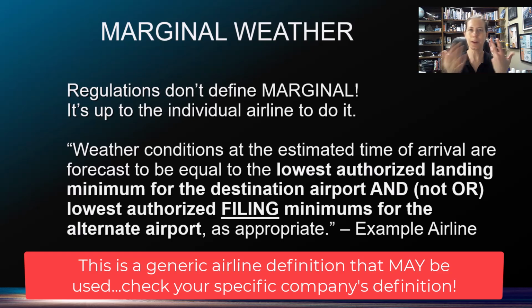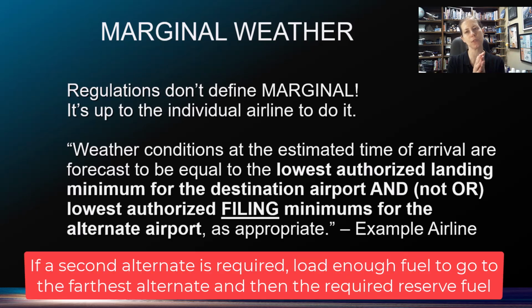And again, I'm not unpacking this. You can read it. It's just an example, but you have to know what your air carrier says is marginal. I don't know what your carrier says, or maybe you don't work for one yet, but just realize marginal requires a second alternate. Then I would have to load enough fuel to go to the farthest alternate, plus any required reserve, depending on if I'm domestic, flag, or supplemental.